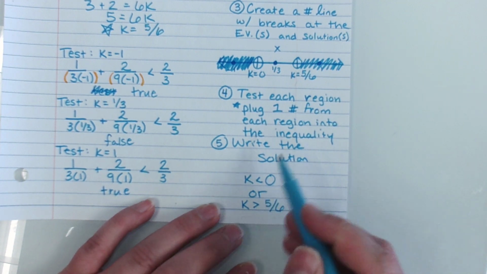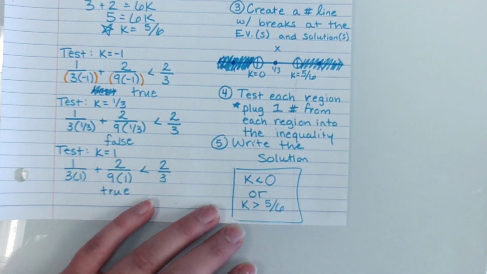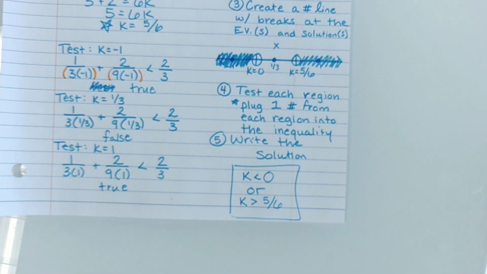Now speaking of that, one of the most common errors I do see on these problems is that people use the test points as the numbers in their solution. Those are not what goes here. The numbers that go in your solutions are the solutions to the equations or the excluded values, not the test points. That's our final answer.